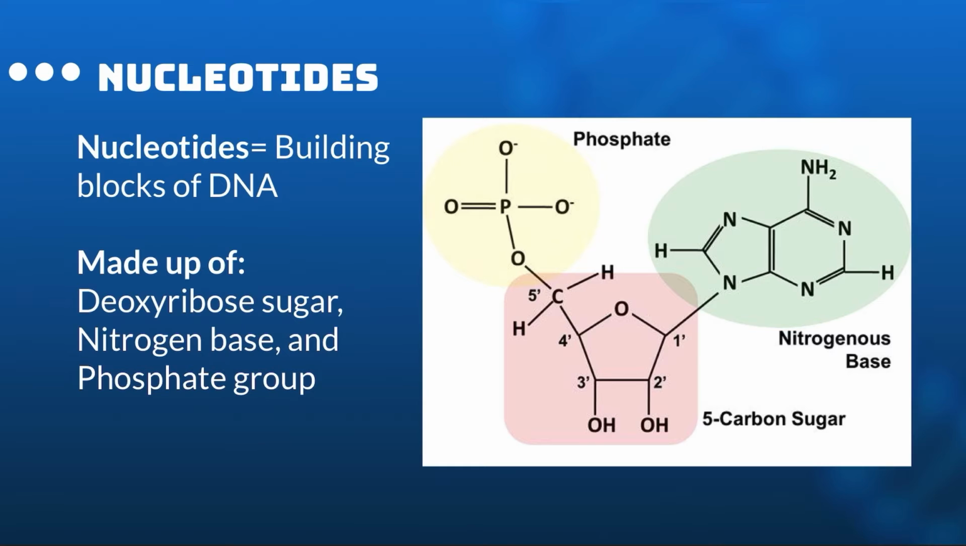Nucleotides are made up of deoxyribose sugars, a nitrogen base carrying the genetic material, and a phosphate group. If we look at this 5-carbon sugar, we can see there's numbers 1 through 5, and these represent the numbers of ribose carbons. The 1' is attached to the nitrogenous base. The 2' distinguishes DNA, which has an H group, from RNA, which has an OH group.